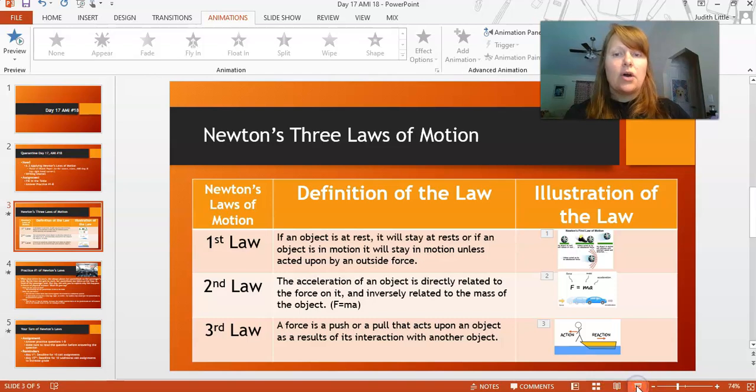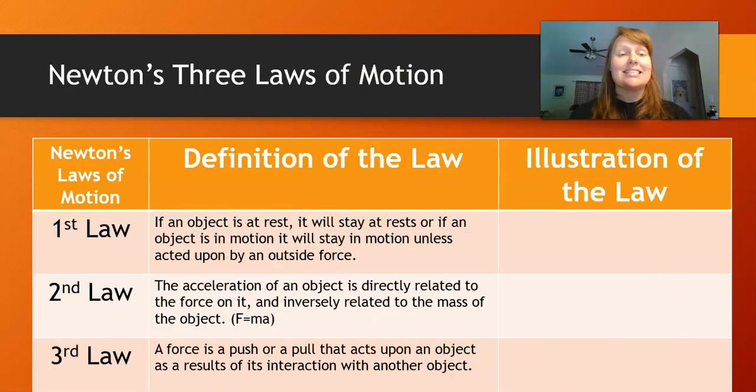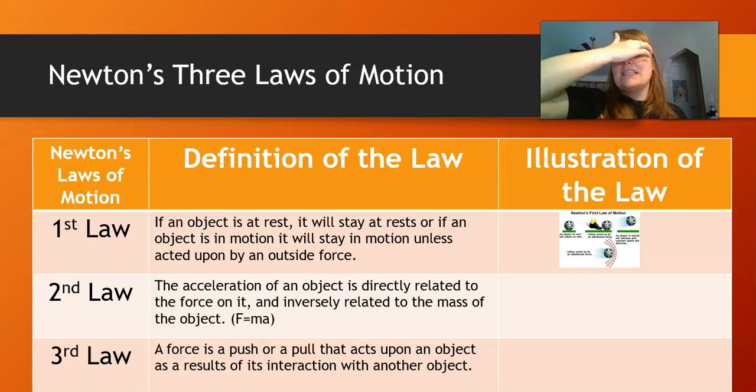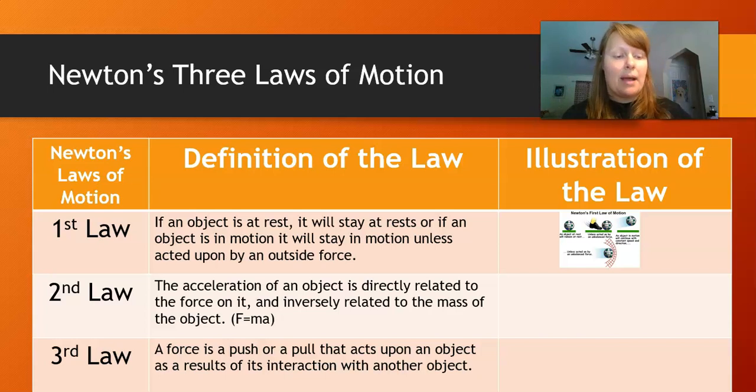Okay, so Newton's second law has to do with acceleration. Remember, we talked about force equals mass times acceleration, where the acceleration of an object is directly related to the force on it and inversely related to the mass of the object. So if we did the little triangle, we have force at the top with the mass and the acceleration at the bottom. When it says it's inversely related to the mass, it's because force is on top, mass is on bottom. If I wanted to get acceleration by itself, it would be acceleration equals force divided by mass.